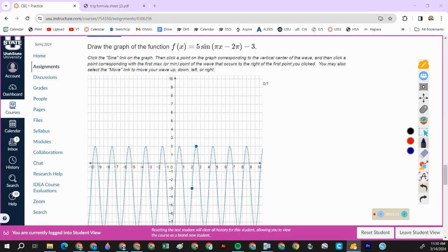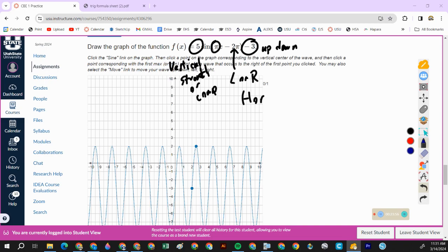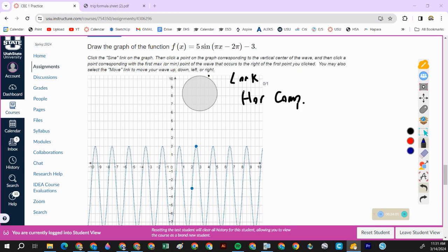Okay. When you graph the sine function, this number determines whether you slide up or down. This number determines your vertical stretch or compression, so whether we stretch it vertically or shrink it vertically. This number is our left or right movement, but not really. It's more complicated than that. And this is our horizontal compression or stretch. Okay?